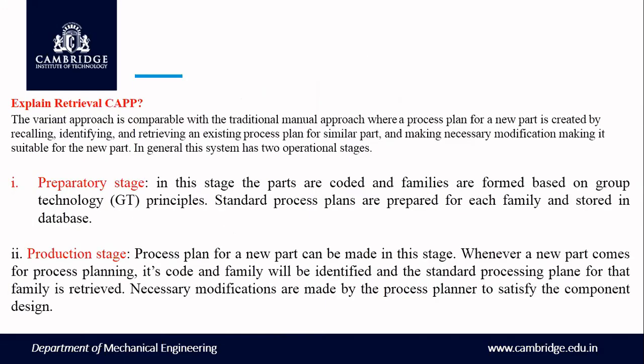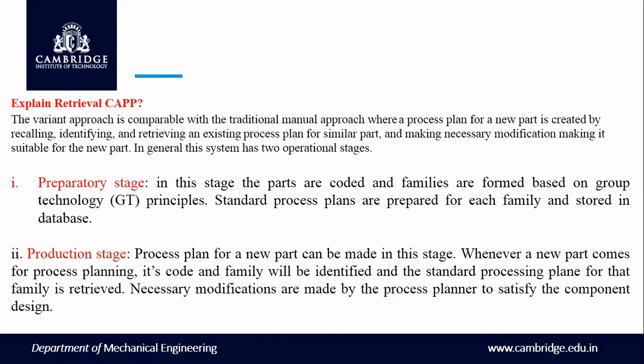That is the case. And then retrieval, that is retrieval computer aided process planning. In that, the preparatory stage is there. In this stage, the parts are coded and families are formed based on group technology principles. Standard process plans are prepared for each family and stored in a database. For example, drilling, that is one family. Milling, one family. I wanted to peg drill, I will call that family, and then I will tell like that. A family is nothing but a set of machines or a set of operations.